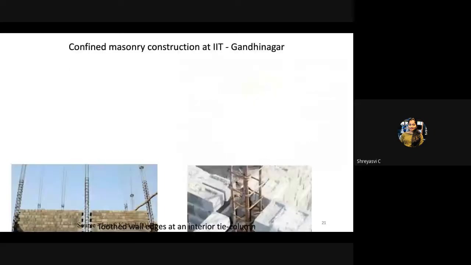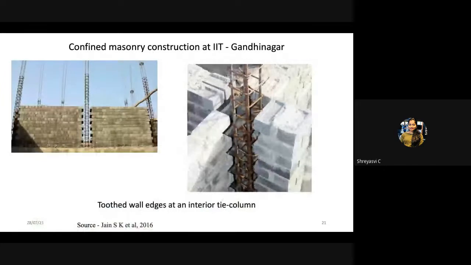So I'm going to show you an example of confined masonry construction that actually happened in IIT Gandhinagar. This is one of the early attempts in India wherein they tried to use this technology. Even till date, it's been more than 10 years now, and these buildings are still safe and performing relatively well. So how exactly does the sequence of construction happen?